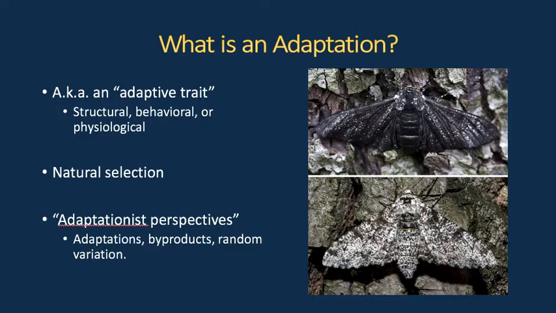Now, there are three different types of adaptive traits, as you can see on the slide here: structural, behavioral, and physiological. So structural adaptations are physical features on an organism, such as the shape, the body covering, the coloring, etc. Things that are physically present in the phenotype of the individual.